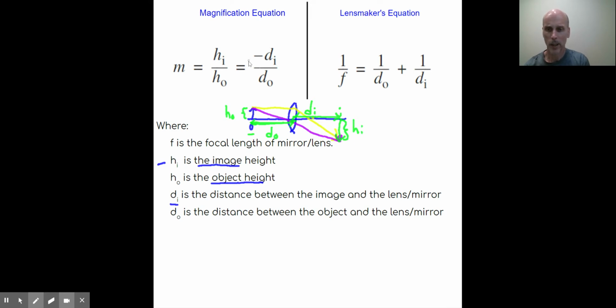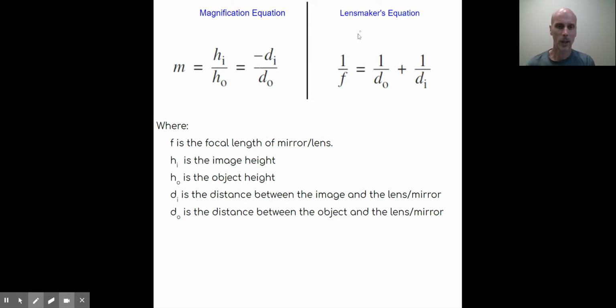So you can see the ratio of height of the image divided by the height of the object is the same as the ratio of DI over DO. Now, I'm going to ask you to put on hold any thoughts about why this negative is here. We'll get into that in a minute, but the negative is really there for a purpose. And when we dive a little deeper into the magnification equation, you'll see what I mean. But for now, magnification is basically HI over HO, or it's negative DI over DO.